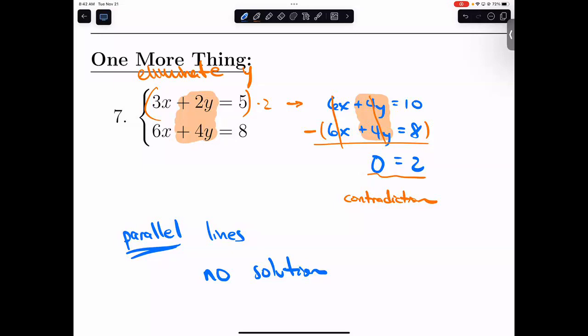Because the lines are parallel, they don't intersect, that means there's no solution. What that looks like in the algebra when you work things out is that at some point you run into a thing that doesn't make sense, right? That's what that would look like.